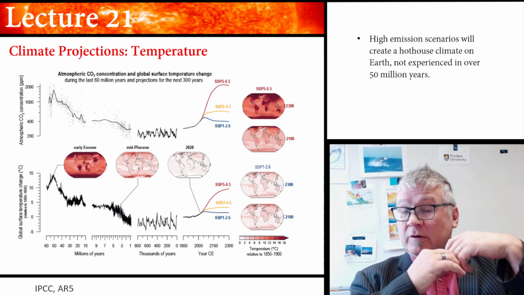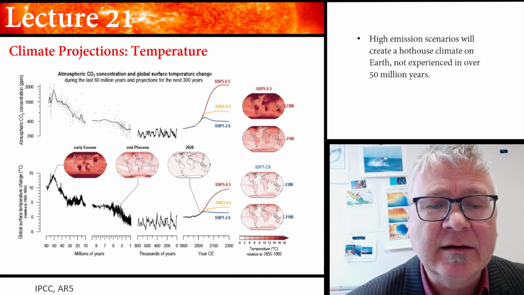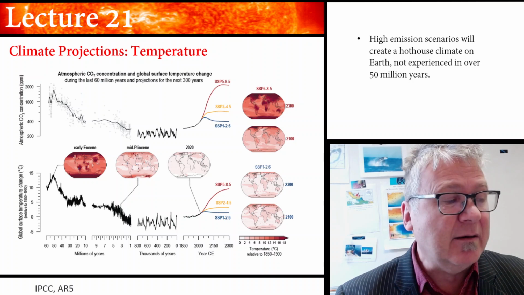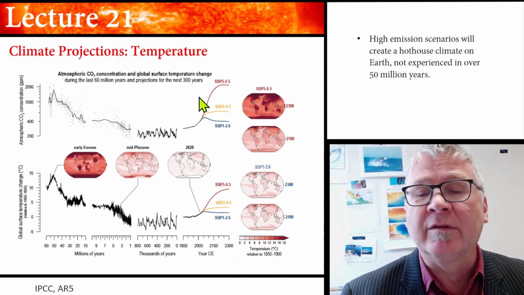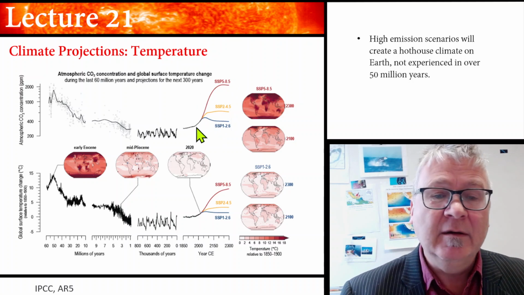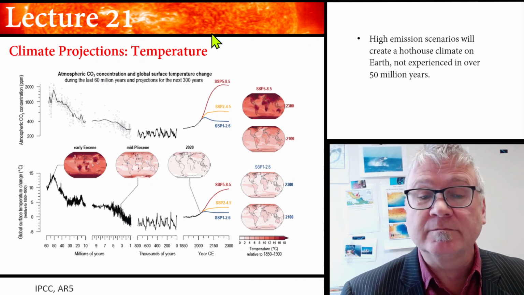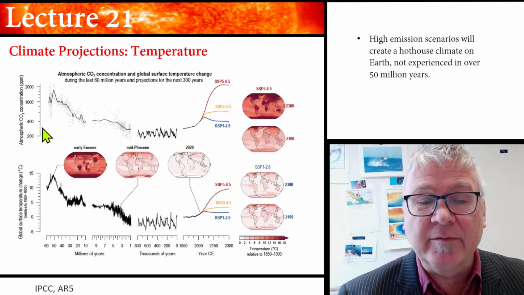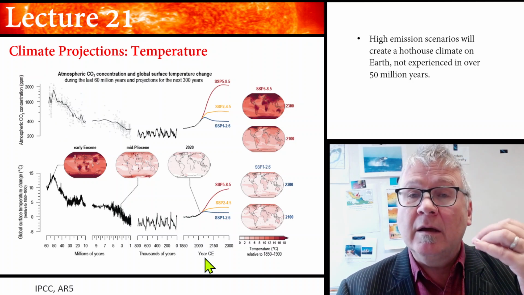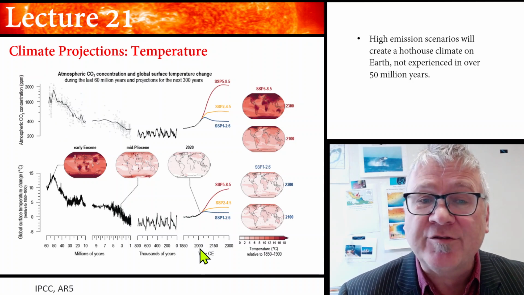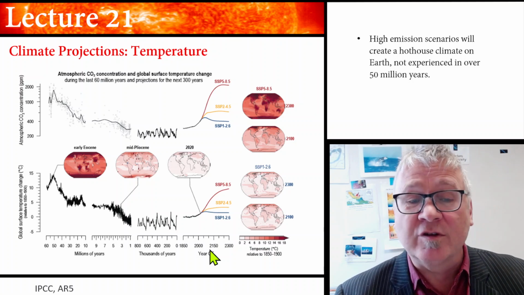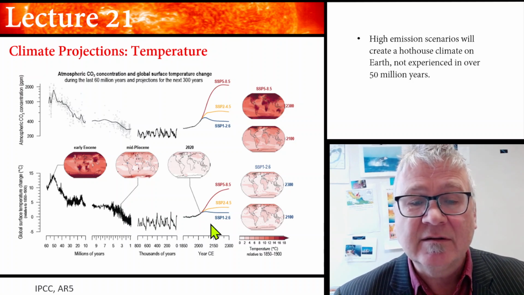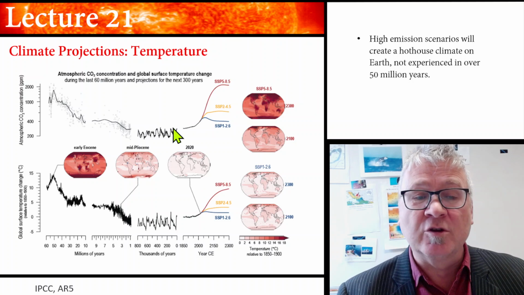So now what you find in the IPCC report is you can compare the projections, which is shown here on the right. This is shown for CO2, the top level, and temperature, the bottom level. You can compare this with reconstructions of CO2 concentrations and temperatures over the last 60 million years. Okay, and this is what's shown here.